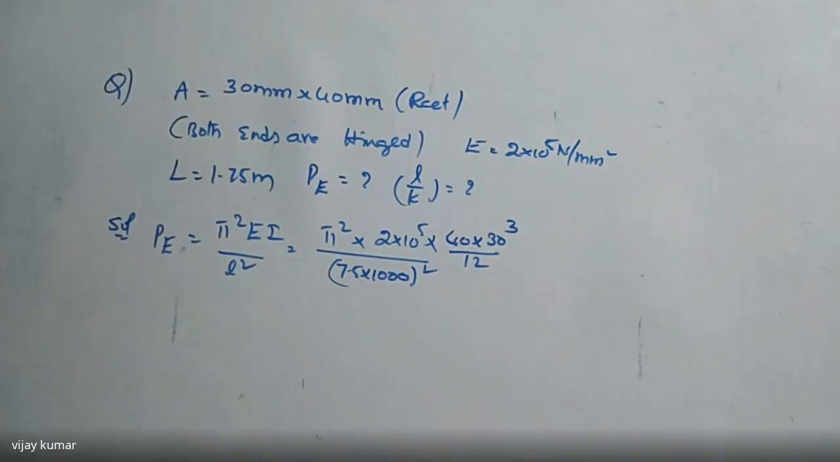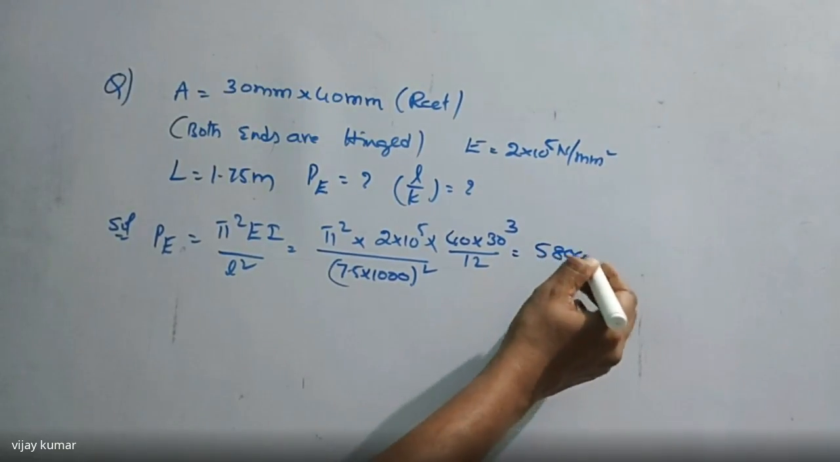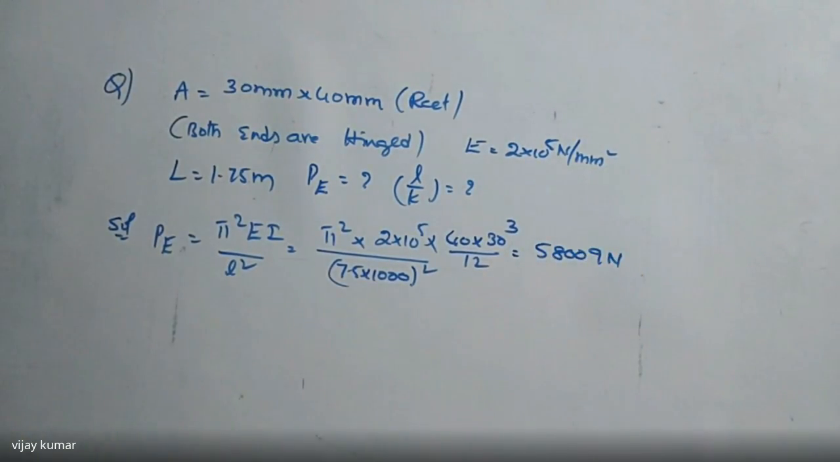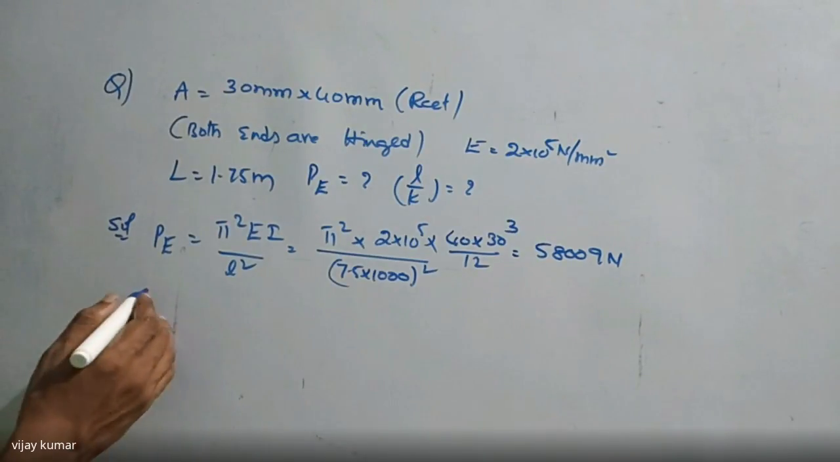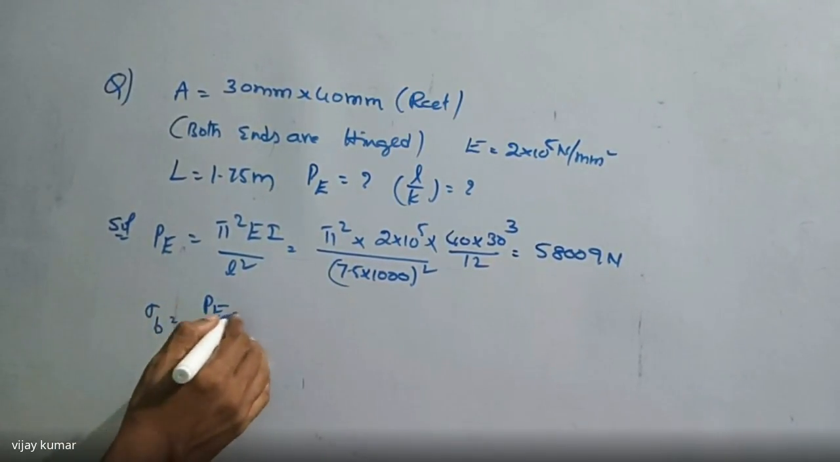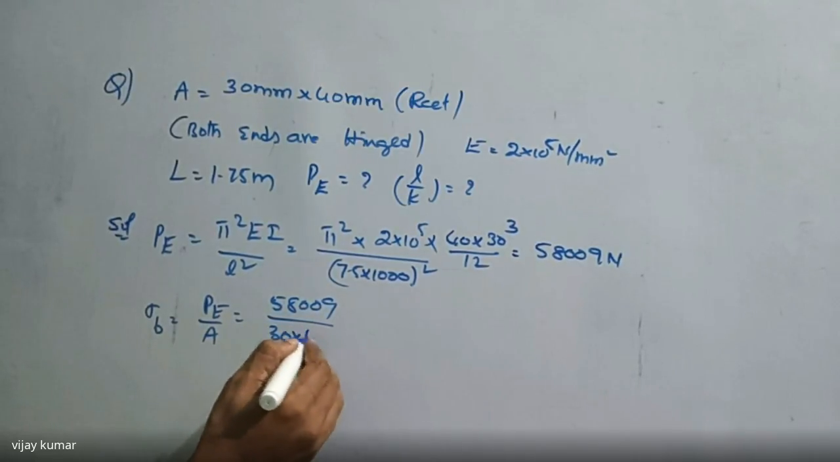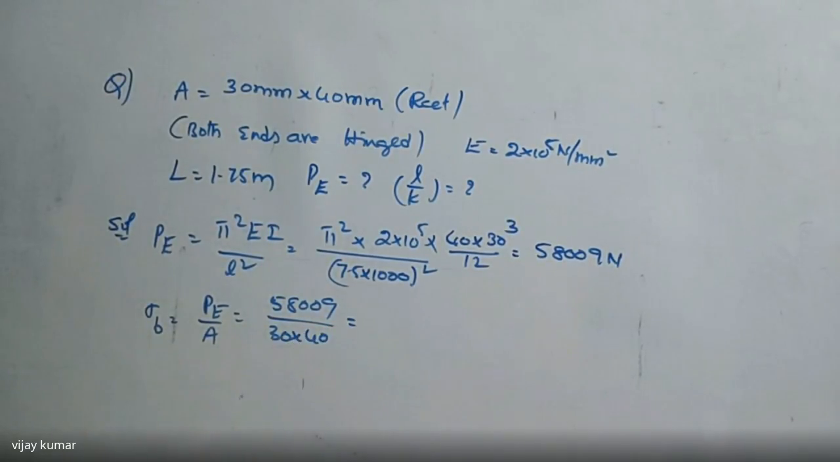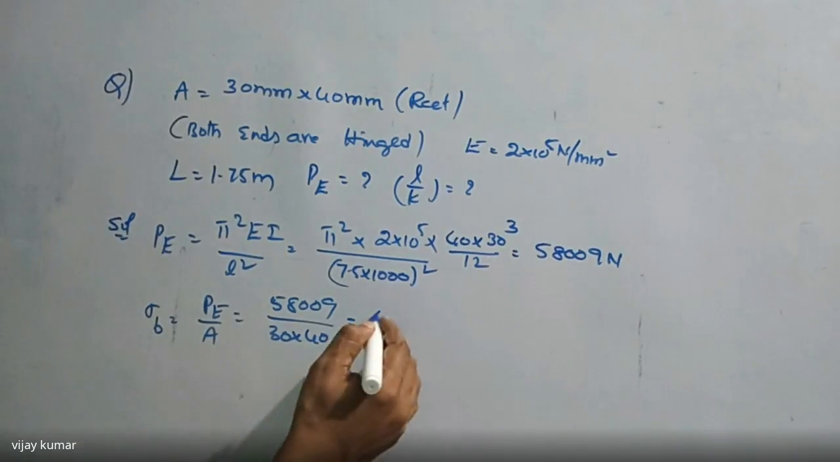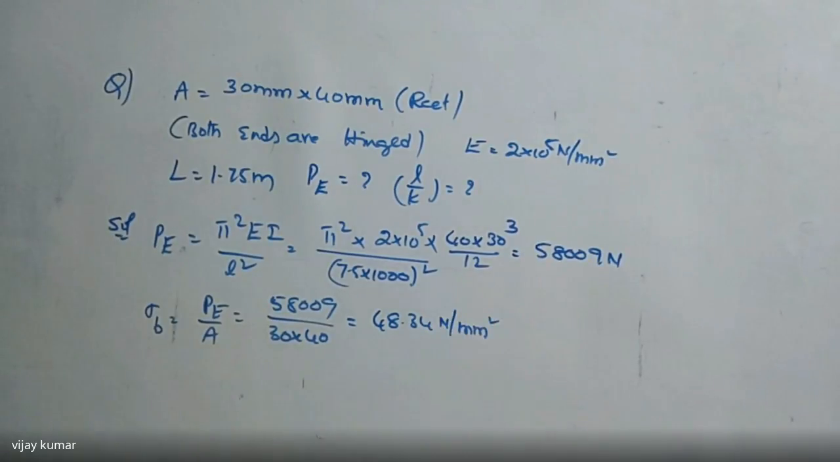So if you solve this one, automatically we are getting the value of 58,009 newtons. If you divide by 1000, we are getting approximately 58 kilonewtons. I want to find the bending stress here. Bending stress is equal to P by how much? Area. So P is 58,009 divided by 30 into 40 mm. Then automatically we are getting the value of 48.34 Newton per mm square. So this is the value of stress.